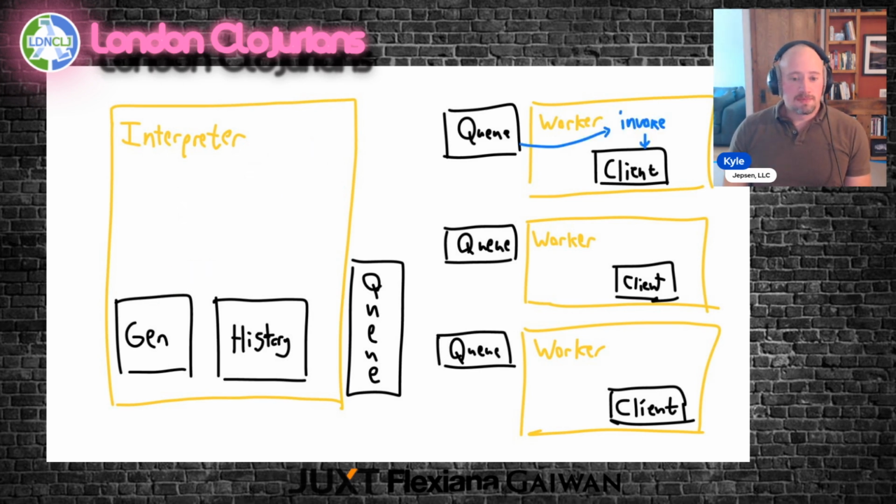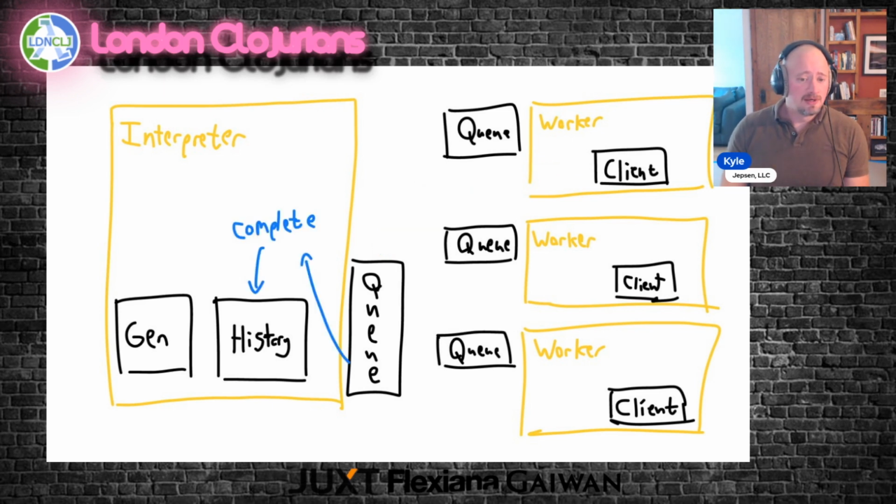The worker then picks up that operation, hands it to its client, invokes it. The client does the work, it completes, and the worker puts it onto another queue, which goes back into the interpreter. This should look a lot like a message passing system, something a little bit like Erlang's actor model. The queues then hand that state back into the interpreter, which goes into the history.